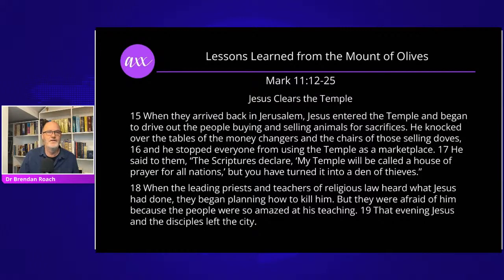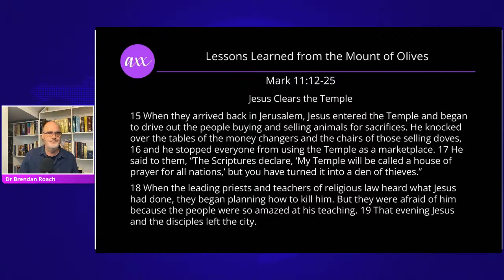Then the next part of the story is Jesus goes down and clears the temple. When they arrived back in Jerusalem, Jesus entered the temple and began to drive out the people who were buying and selling animals for sacrifice. He knocked over the tables of the money changers and the chairs of all those selling doves. And he stopped everyone from using the temple as a marketplace. He said to them, "The scriptures declare my temple will be a house of prayer for all the nations, but you have turned it into a den of thieves."